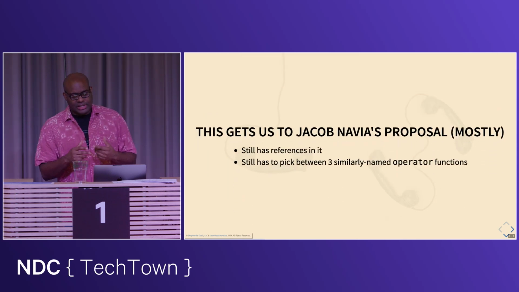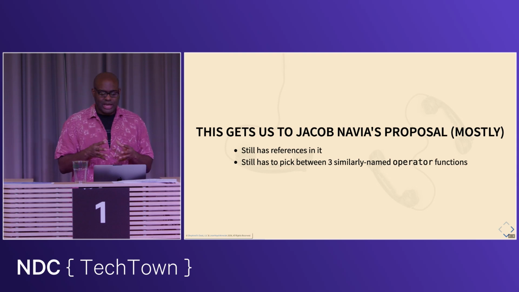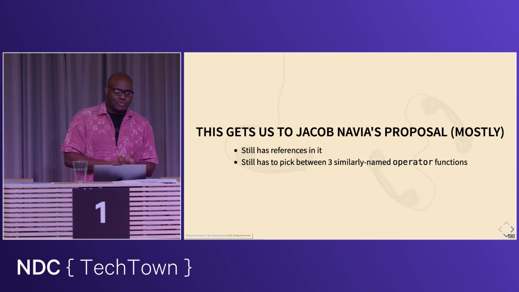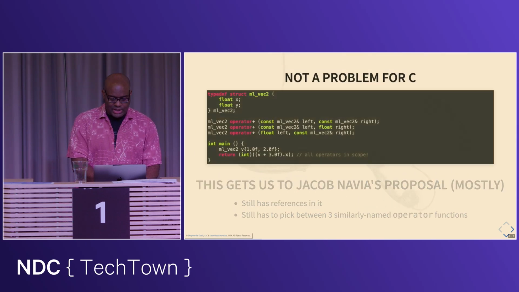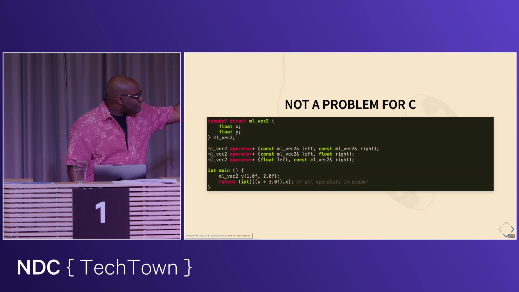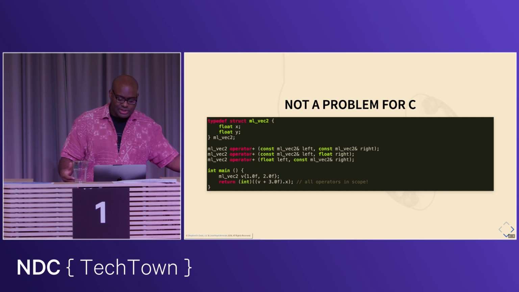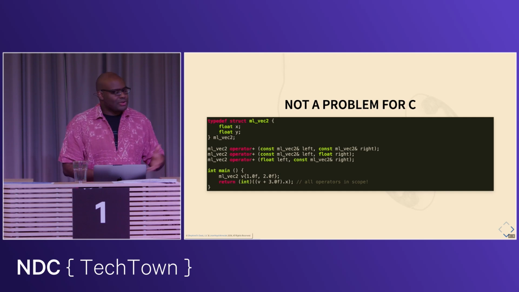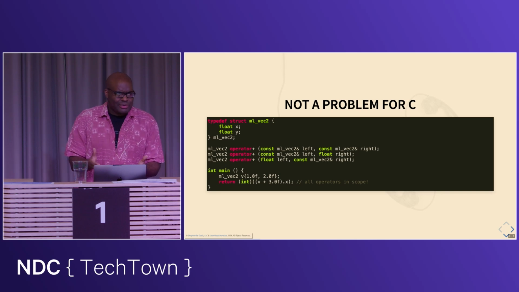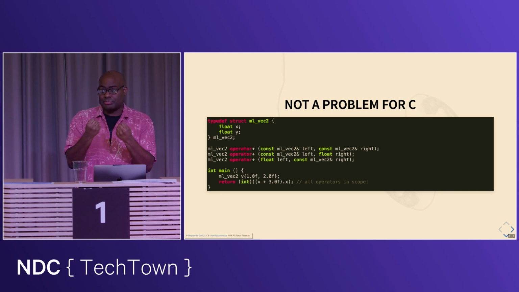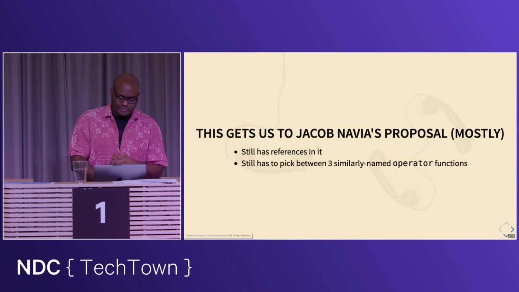And this actually gets us to what Jacob Navia was proposing in N3051, where he wanted to have operators. The problem is it doesn't quite get there, because if you look at the previous code that we were running, there are still references in here, and C doesn't have references. There's a bunch of other subtle things. We don't have the operator keyword in C either. So we're not quite there yet. We haven't actually gotten to something that works in C by itself.